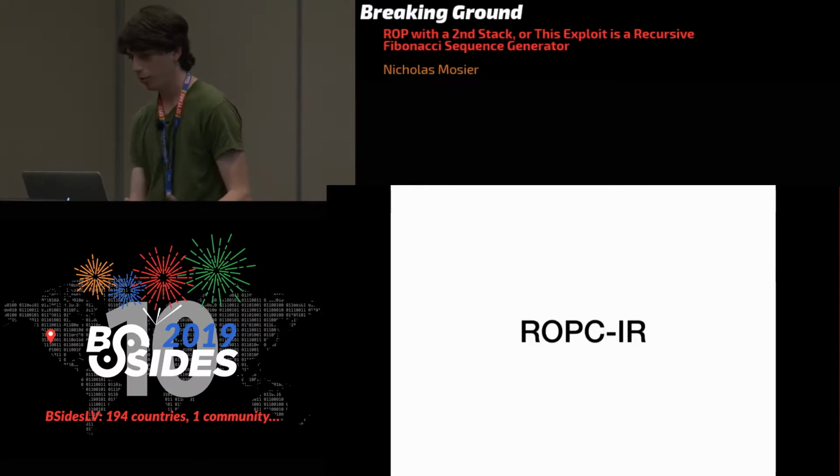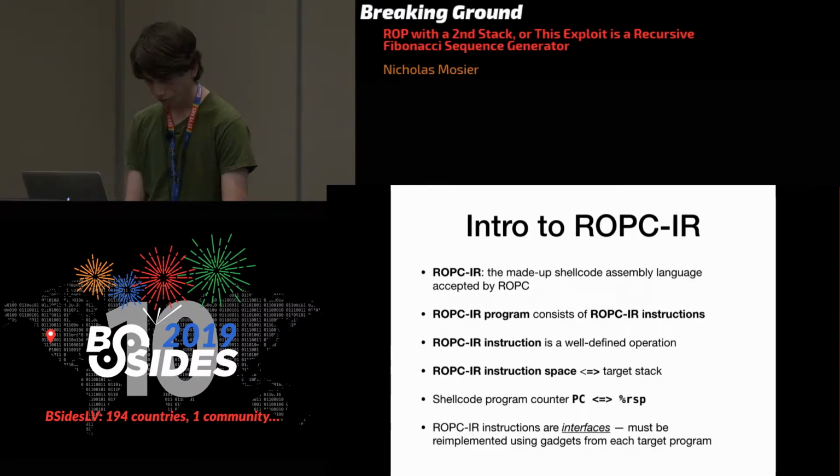Okay, so now that I've gone over the basics of how the compiler is going to work, I'll discuss the source language, ROPC-IR. Again, it's assembly-like. A program written in ROPC-IR just consists of ROPC-IR instructions, just like any other assembly program. The ROPC-IR instruction space is the target stack. That's just by nature of how return-oriented programming works: you overflow the target stack with gadgets that you want to return into. So ROPC-IR instructions, when compiled, will exist on the target stack at runtime.